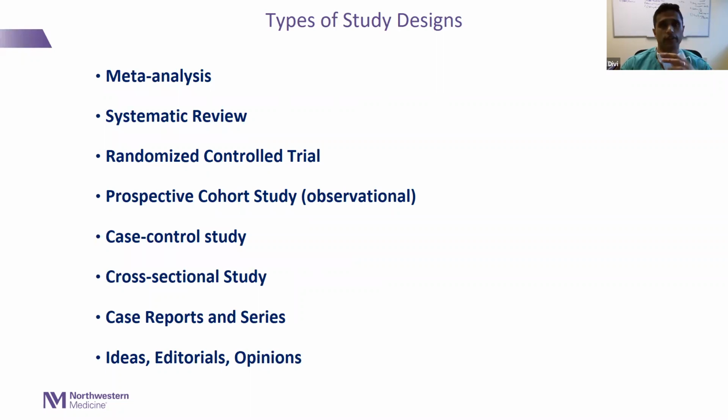Then, as we're familiar with, there's study designs. You have meta-analysis, or we start at the bottom. You have the low-level evidence, which comes from editorials, expert opinion, or ideas that are published. The next level of evidence are case reports, and then if you have a series of patients, the case series.